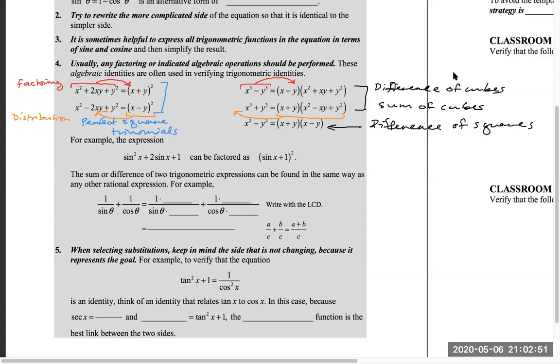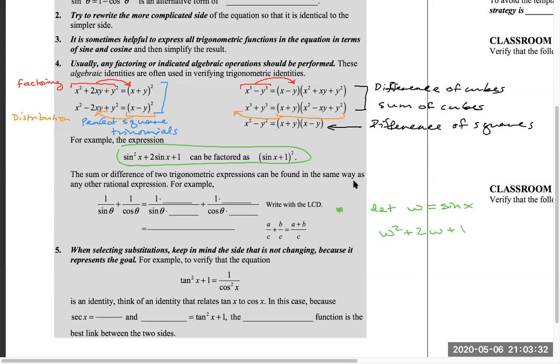All right. Now, here's an example that it gives you. If you have the expression sine squared x plus 2 sine x plus 1, that can be factored down to sine x plus 1, the quantity squared. For this, it helps to let some other letter like w be equal to sine x, and then everywhere we see sine x, we replace it with w. So here we get w squared plus 2w plus 1.